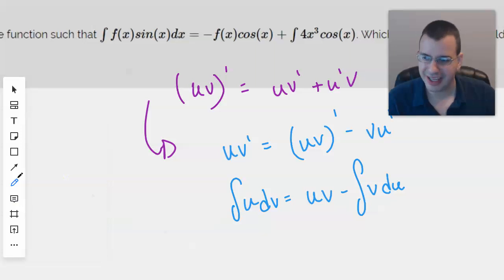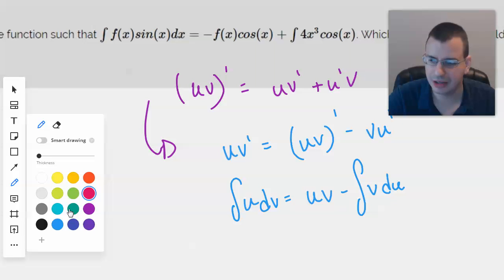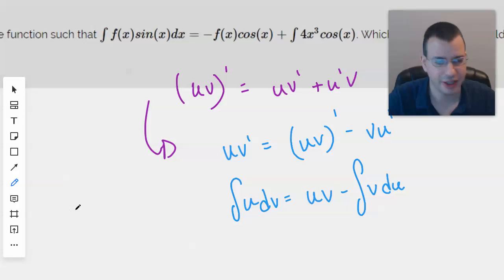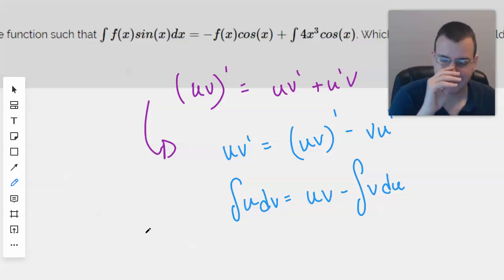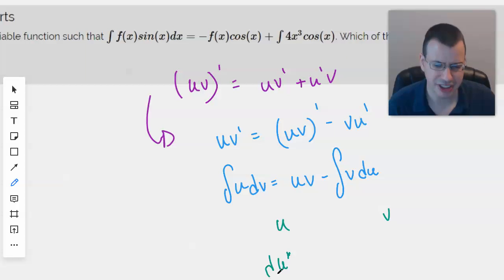So now that we have that, I don't like red. Red is just too harsh. I don't like gray either because it doesn't pop enough. Okay, a lot of purple, a lot of green, a lot of blue. So if we look at this, we're going to say, all right, we have u, prime, v, du, dv. If this is the case, then dv equals sine of x.